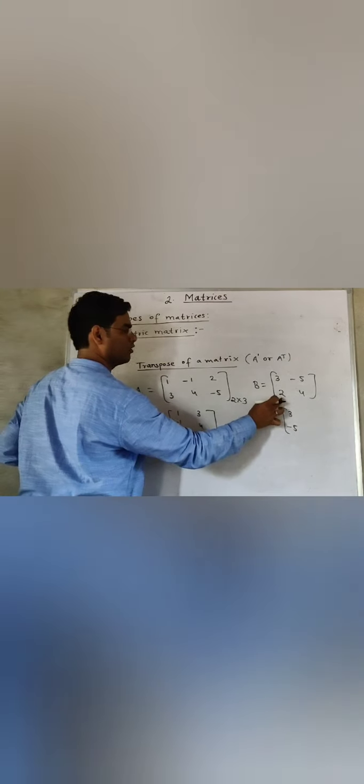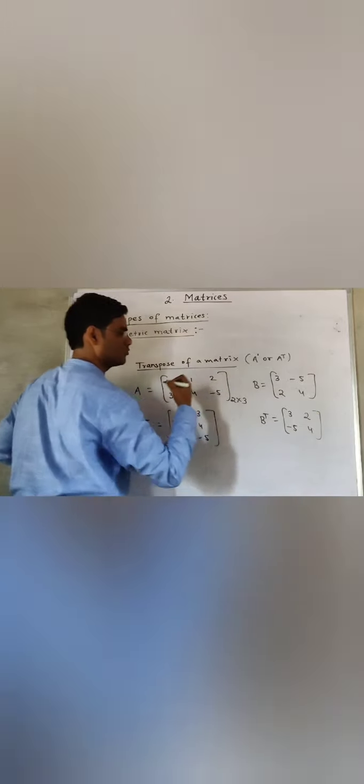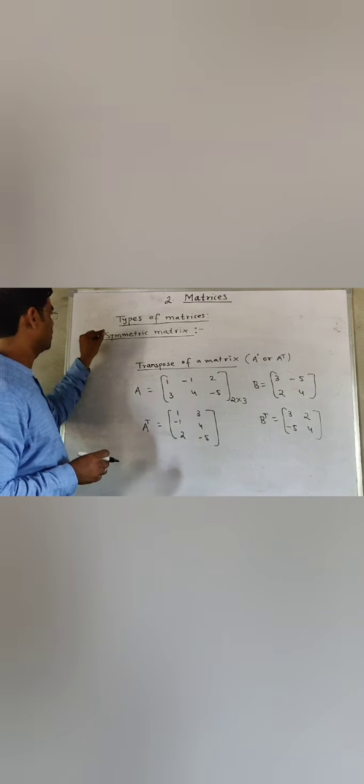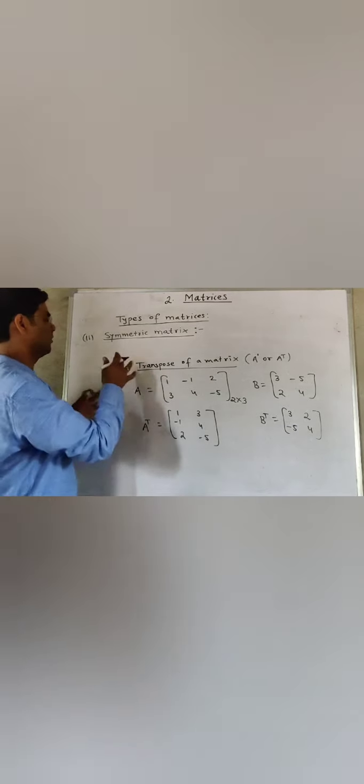Next, let us take another example. B matrix contains the elements 3, minus 5, 2, 4. Now how to find the transpose of this matrix? Here the first row is 3, minus 5, so write down the first row as the first column. The second row is 2, 4, so write down the second row as the second column. So this matrix obtained is known as the transpose of a matrix. Now what is the use of transpose of a matrix in symmetric matrix?